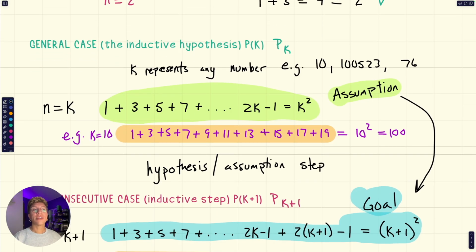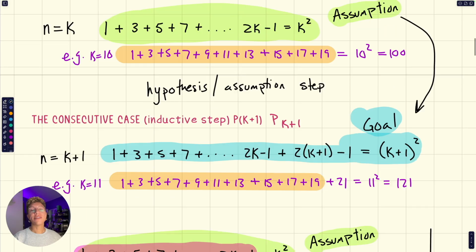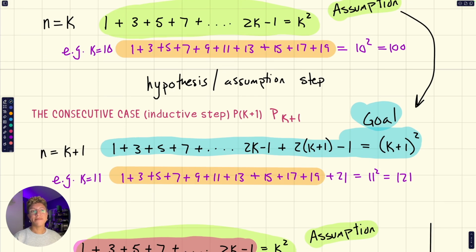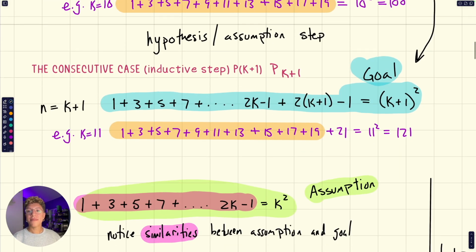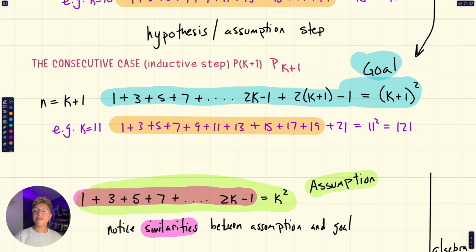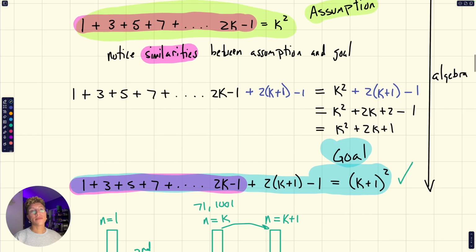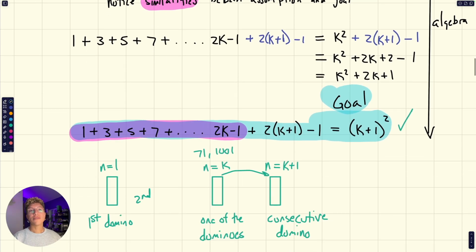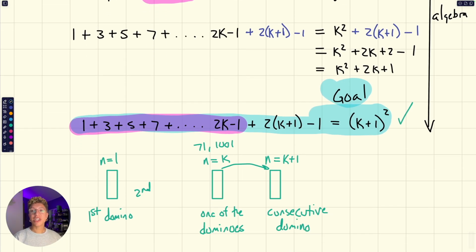So it brings us down to our inductive step where we say, here's the case right after, the consecutive case. We take our assumption step, we add things to both sides using algebra, which is always true, and that brings us down to our goal, our inductive step. And so by doing that, we prove again that any general case and the case after it is always true.